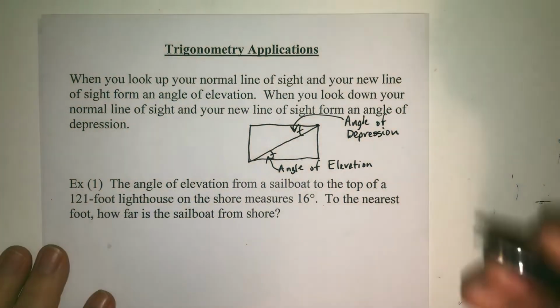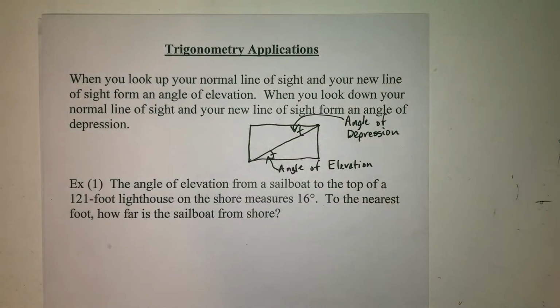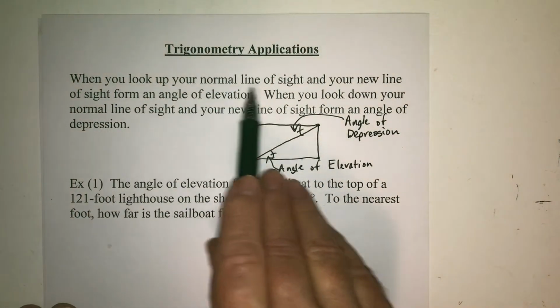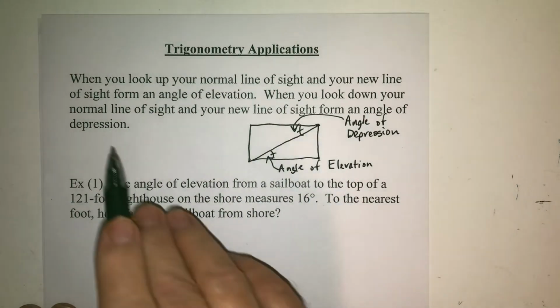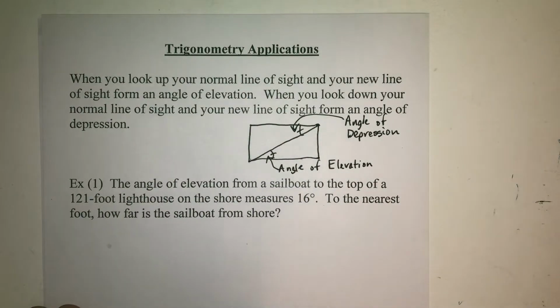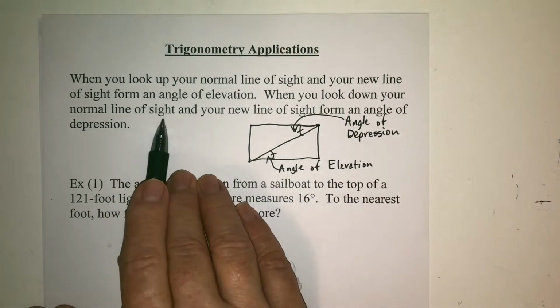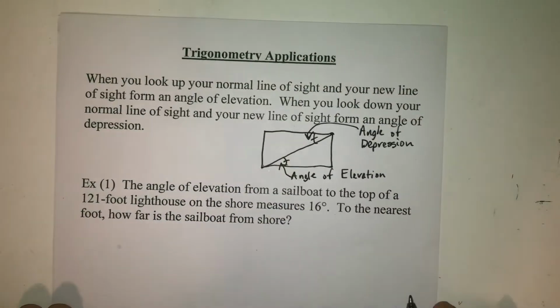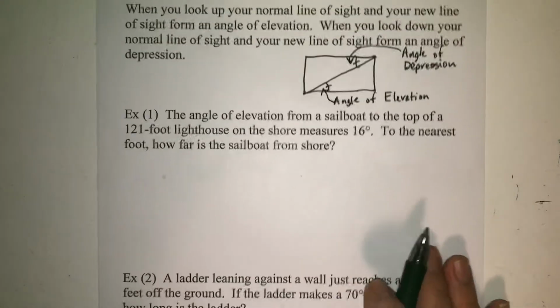Now, of course, if we are wanting to solve a problem with angle of elevation, this will work just great. When you look up from your normal line of sight, your normal line of sight and your new line of sight will form an angle of elevation. When you look down, your normal line of sight and your new line of sight will form an angle of depression. So let's look at example number one.